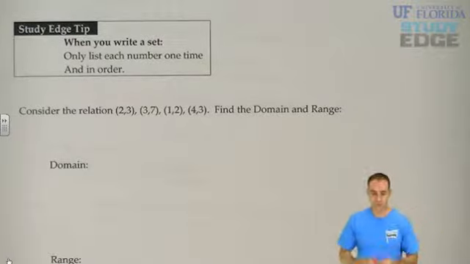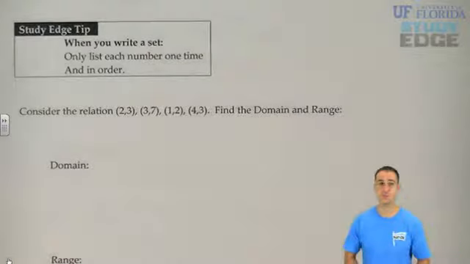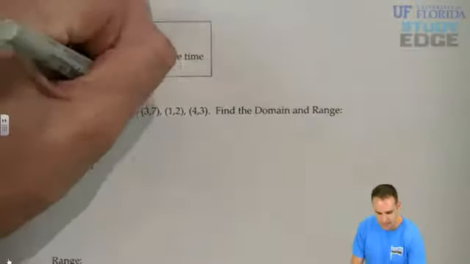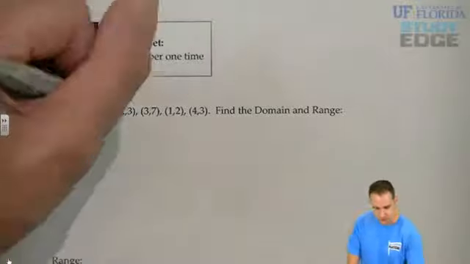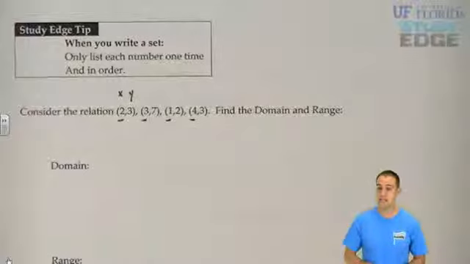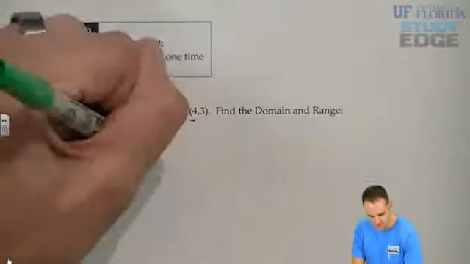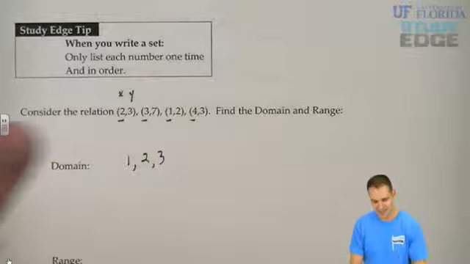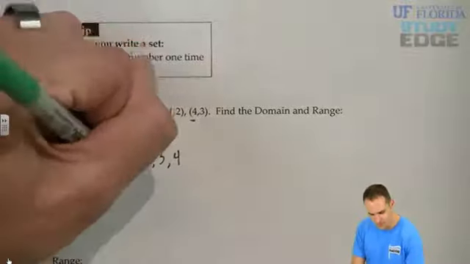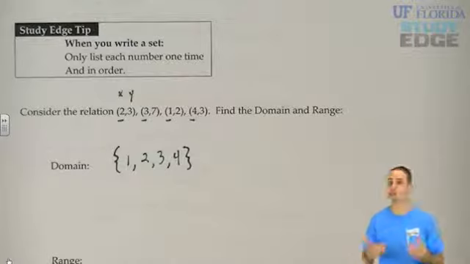Considering this relation, find the domain, and then we'll find the range. Find the domain. Remember, a coordinate is x comma y, meaning I'm going to look at all the x coordinates: 2, 3, 1, and 4. I'm going to write it in order, meaning the smallest is 1, then 2, then 3, then 4. Now remember our set notation. So all of these elements are the set for the domain.